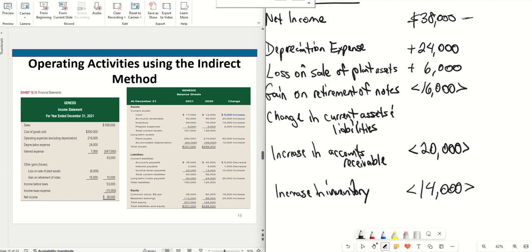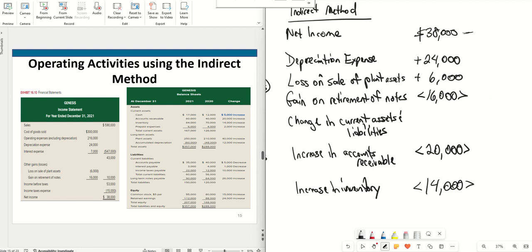Because you had $70,000 in inventory in 2020, and then $84,000 in 2021. So you acquired more than what you received in cash, which means that the $14,000 is going to have to be a decrease from net income. Because again, we're trying to get to the true cash balance.